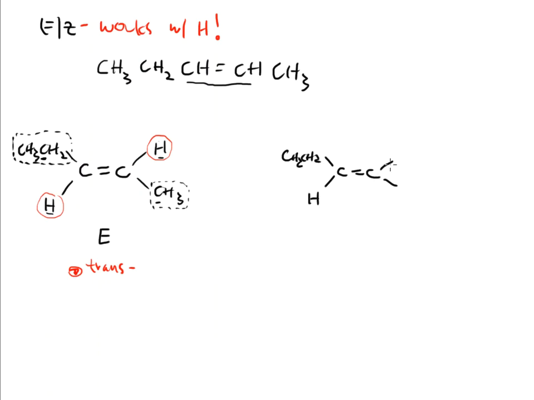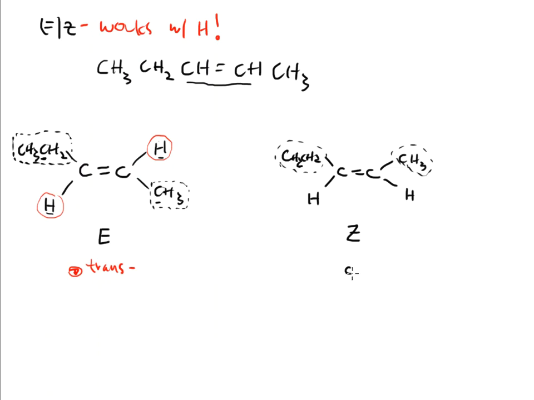All right. Over here on the right-hand side, I'll just flip that around, and I'll put the CH3 there, and I'll put the hydrogen there. So high priority group is right here. High priority group is right there, just like before. Z groups are on Z same side, so therefore this is the Z form.